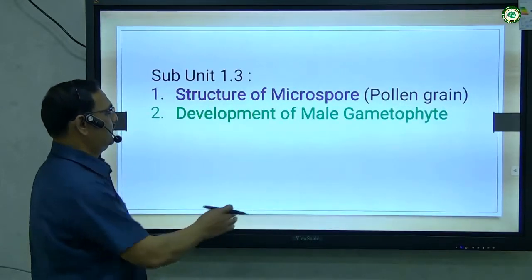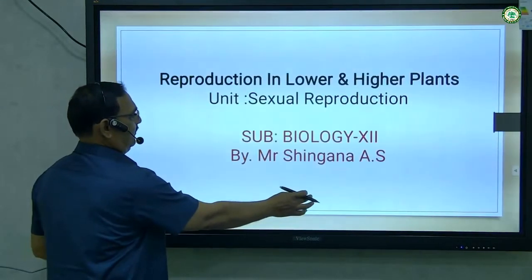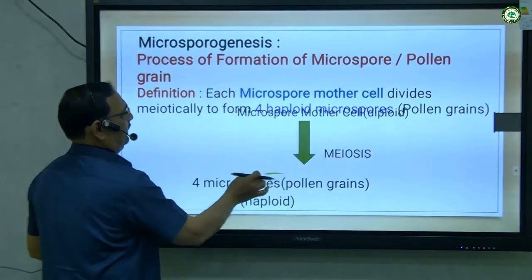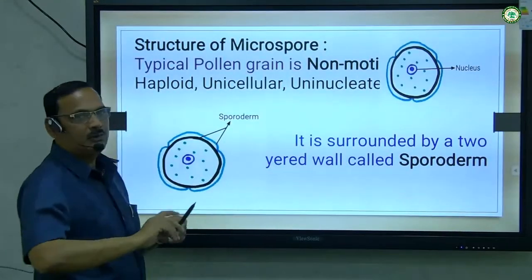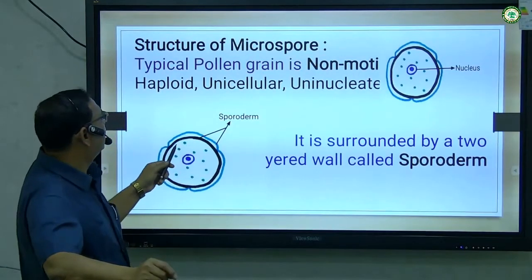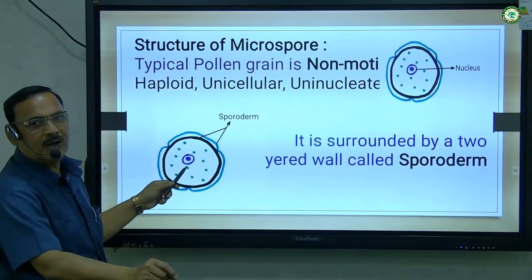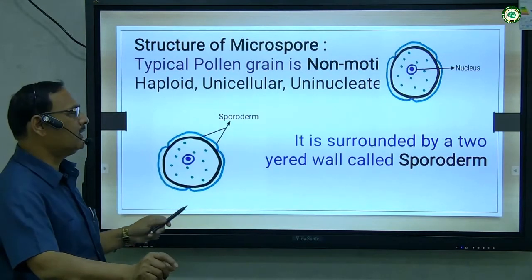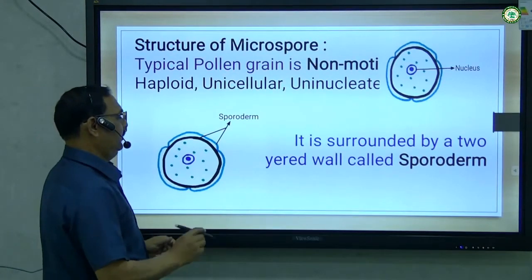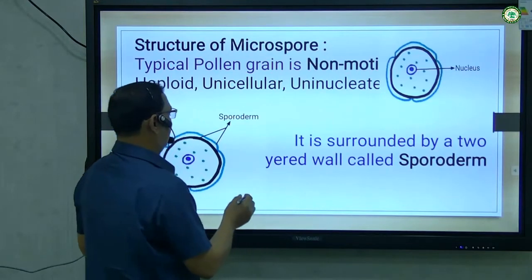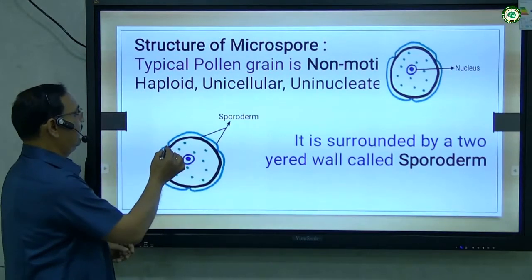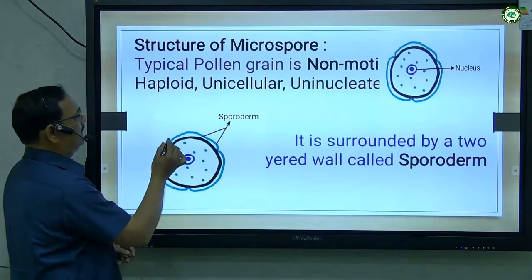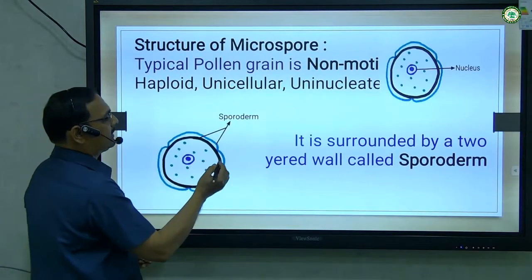The number of germ pores depends upon the plant. In monocot plants, the number of germ pores is single, so it is called uniporate in nature. And in this figure you can see three germ pores. This is called the triporate structure.